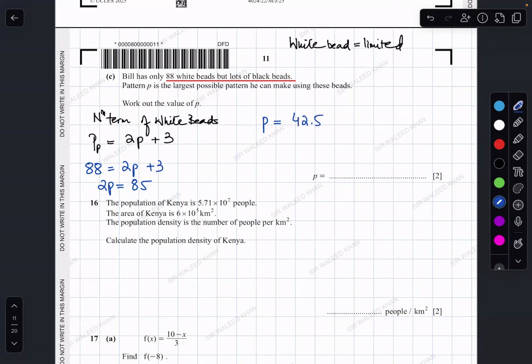Now we obviously can't make 42.5 patterns. Eva, how many patterns can you make? 42. Okay. Those who are saying we should round it up, actually, when you don't have the half, how can you make the 43rd pattern? So in actual values, we always round it down. So there are 42 complete patterns which can be made.